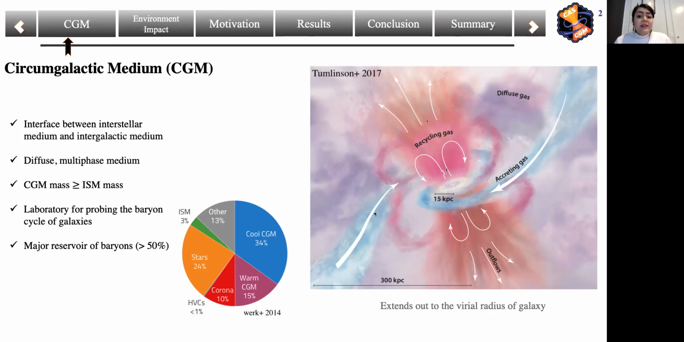These features make the CGM a great laboratory to study the baryon cycle of galaxies that plays a prominent role in their formation and evolution.